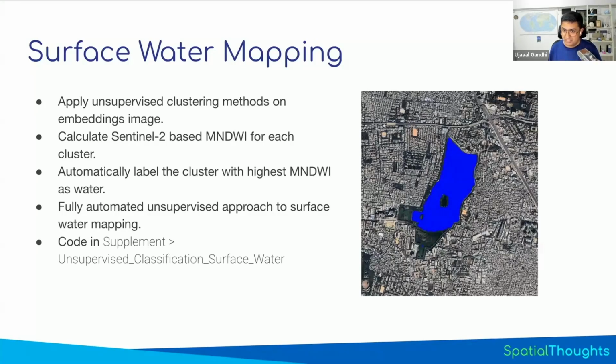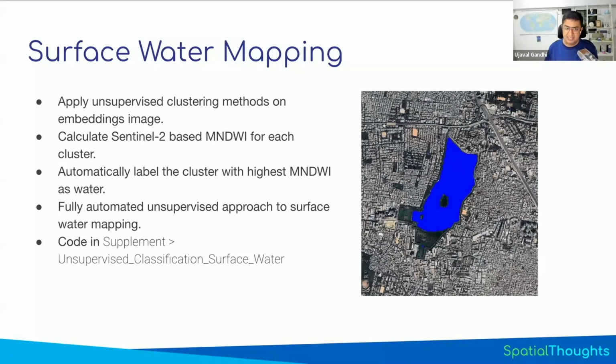If you want to try this out for your region, you can use this where you just take embeddings, cluster them, and then pick the cluster with the highest NDWI, which is water. And again, you can see from the screenshot here, you get really clean boundaries of surface water. You also get detections of very, very small water bodies. So again, something that other datasets cannot replicate very easily.